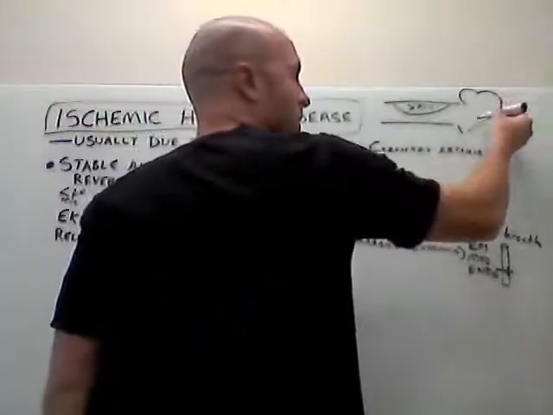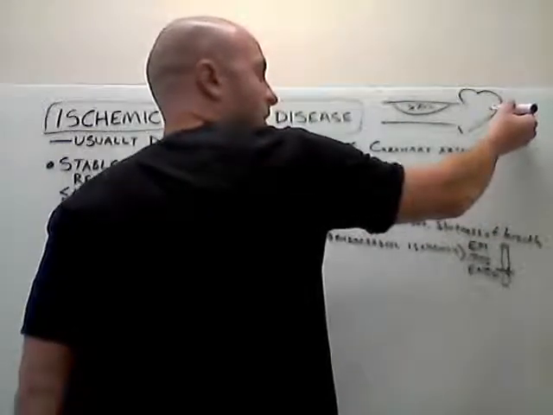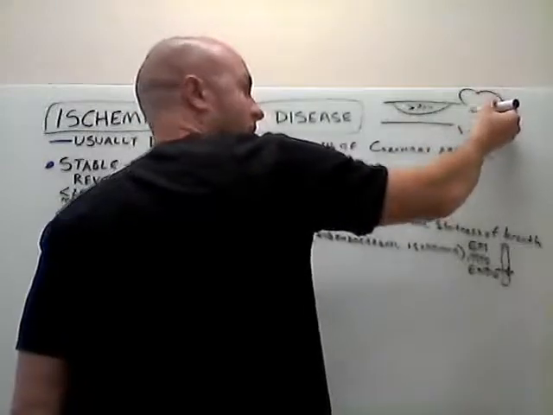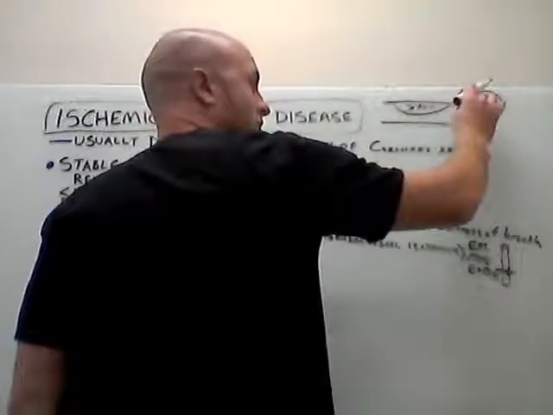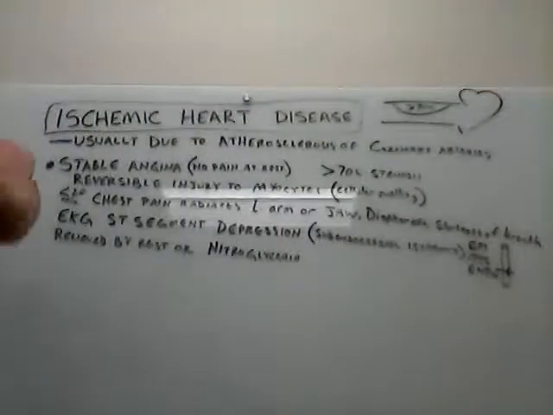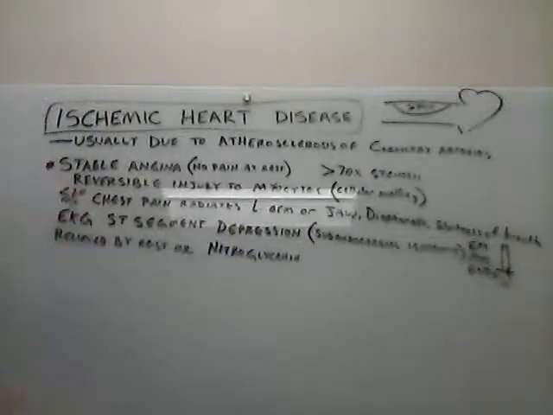So if you have epicardium on the outside here, and then underneath you have the myocardium, and then under the myocardium you have the endocardium, which is what comes in contact with the blood on the inside. It's going to be just underneath the endocardium there. So with a stable angina, there is no pain at rest.